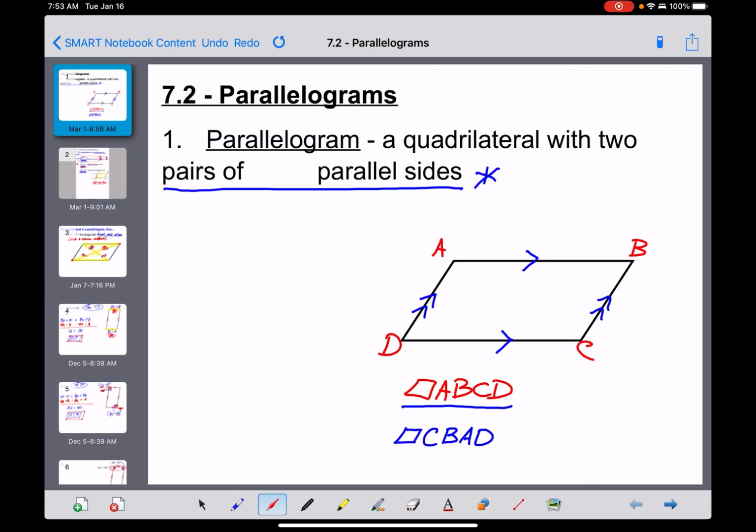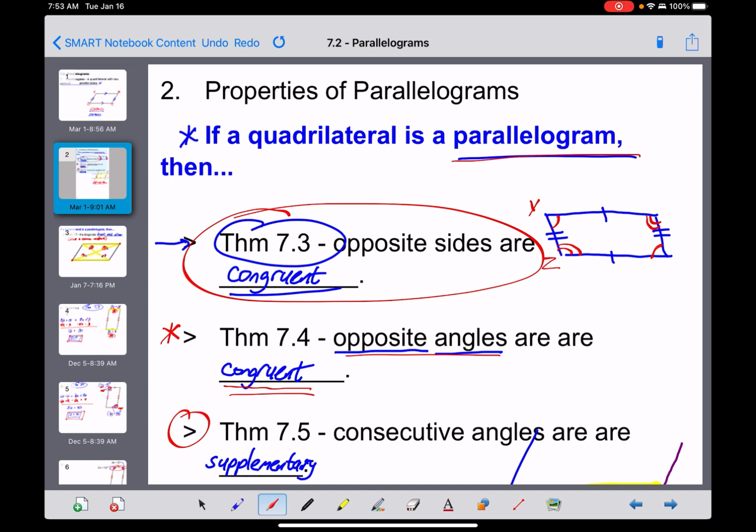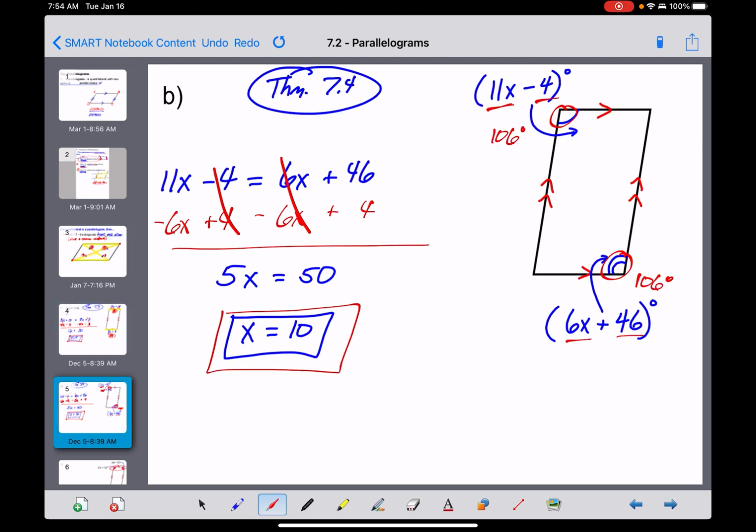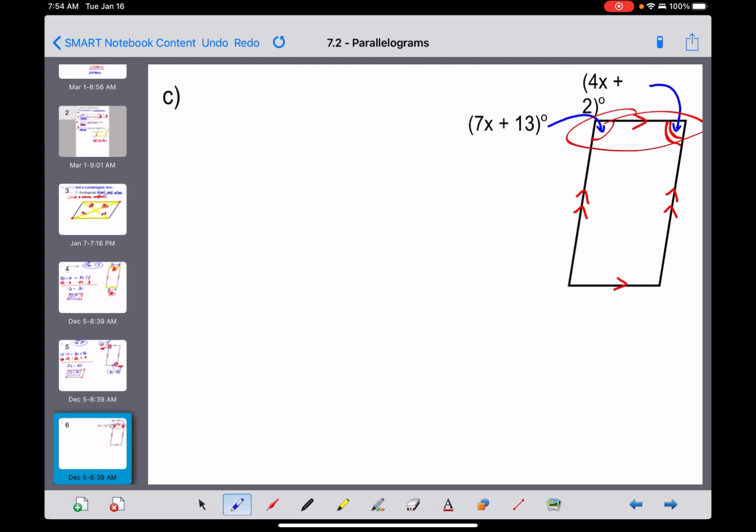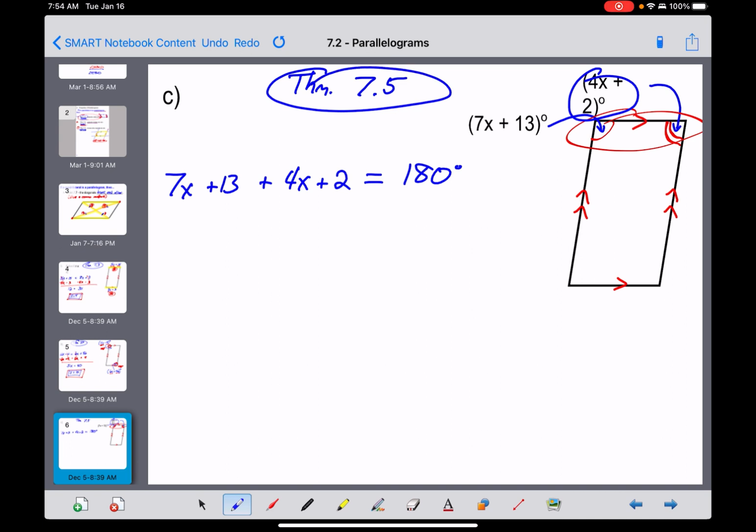And one of the theorems we wrote, this one right here, Theorem 7.5 tells us that in a parallelogram, consecutive angles are supplementary. And what does supplementary mean? They have to add up to 180 degrees. So, something weird happened with that angle right there, but we're going to add these two together. 7x plus 13 has to be added to the 4x plus 2, and that sum now has to be 180 degrees. So just following the theorem, this was Theorem 7.5? It was. So Theorem 7.5 is what we're using here.